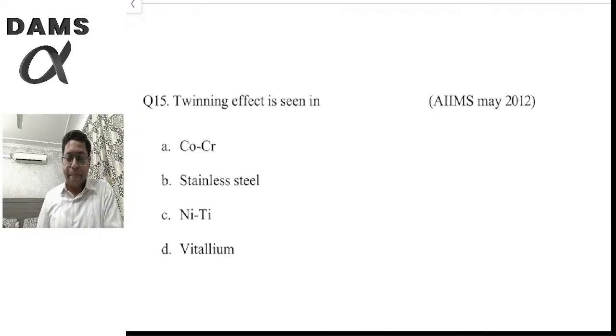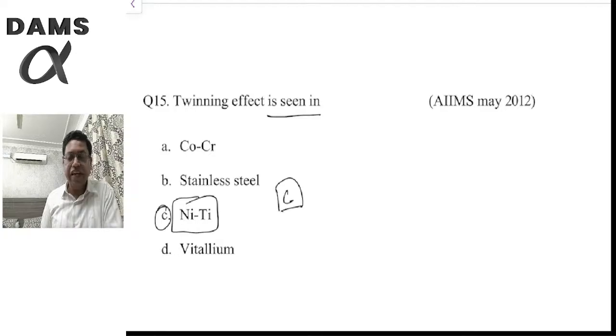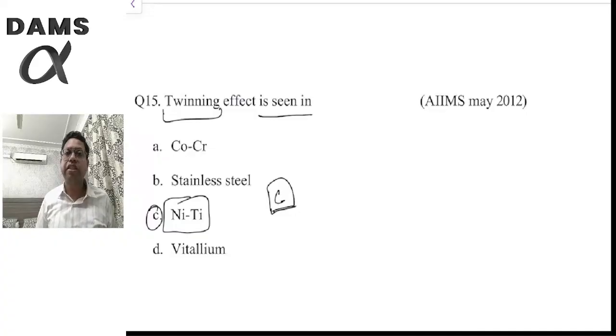Question number 15. The twinning effect is seen in cobalt chromium, stainless steel, nickel titanium, or white helium. This is something you should remember: twinning is the change in phase of nickel titanium from one form to another. Whenever the temperature and the stress are varied, it changes from austenite to martensite, martensite to austenite. And this change in form from austenite to martensite and vice versa is called twinning. The process of phase change in nickel titanium is called twinning. So the answer is option C.